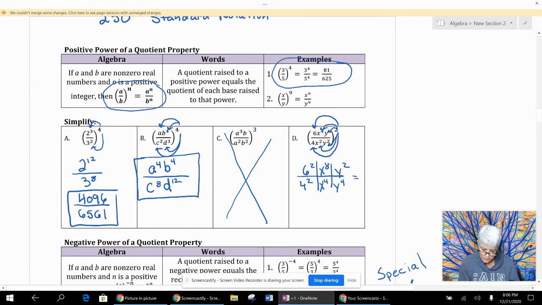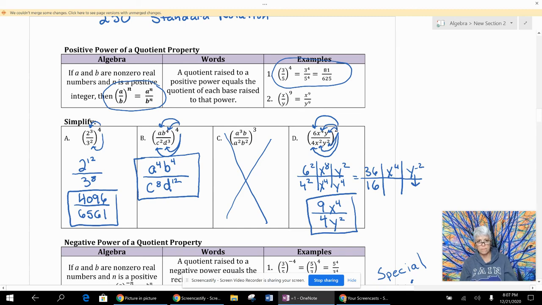All right. 6 to the power of 2 is 36. 4 to the power of 2 is 16. Let's look at those x's. 8 minus 4 is x to the power of 4. 2 minus 4 is y to the power of negative 2. So this will get pushed down. I'm going to simplify the 36 and the 16, and they become 9 over 4. The x to the 4 gets to stay on top. The y squared must be pushed down to the bottom.